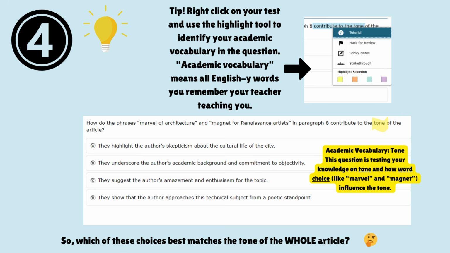Let's go on to 4. All right, 4. How do the phrases marvel of architecture and magnet for Renaissance arts in paragraph 8 contribute to the tone of the article? All right, so here we have a question about academic vocabulary. I hope you heard your English teacher mention tone throughout the school year, because that's an essential literary vocabulary word. So we have tone and mood. Those two go hand in hand.